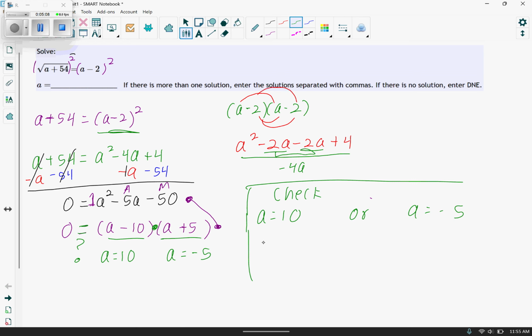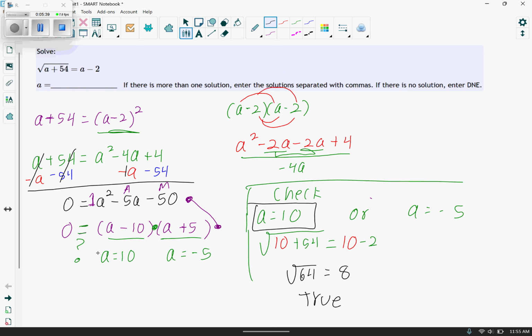So let's see, if I plug in 10 for a, I'd get the square root of 10 plus 54 is equal to 10 minus 2. So that's the original equation before we had squared it. So I'm going to go ahead and erase that. You got to plug it into the original when we're checking. So then this is going to become the square root of 64 equals 8. And once you know it's true or false, you can stop. So right here, I can tell that that is true. So I know a equals 10 is definitely going to work.